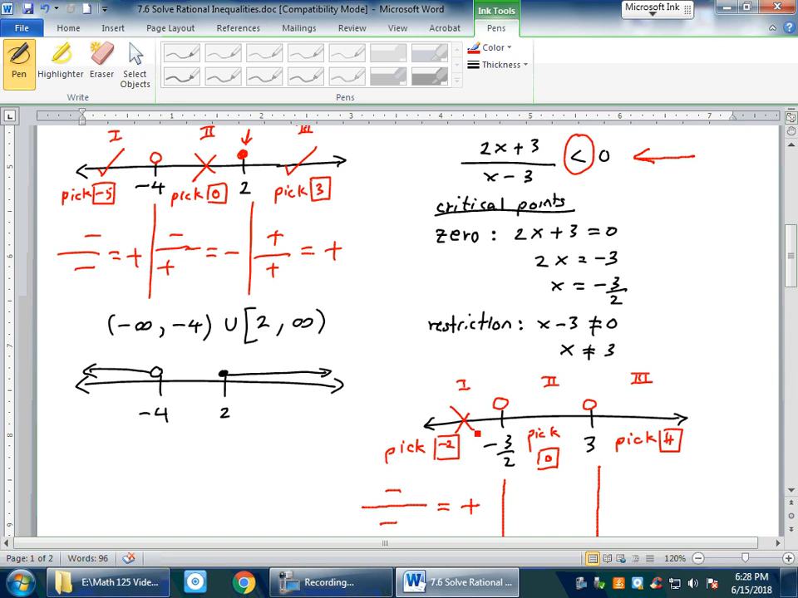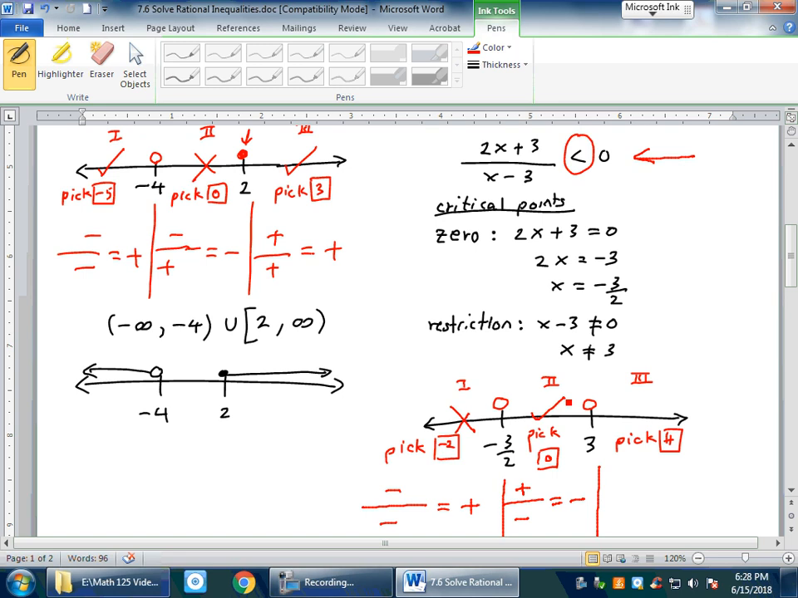Now plug in 0. When I plug in 0, the numerator will be a positive number. When I plug in 0, the denominator will be a negative number. A positive number divided by a negative number is a negative result. And we know that a negative number is smaller than 0, so this second interval is a solution because it's satisfied. Right? Remember, solution means it must satisfy the inequality or equation.